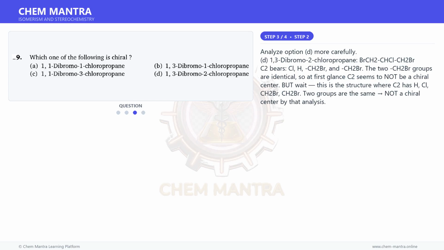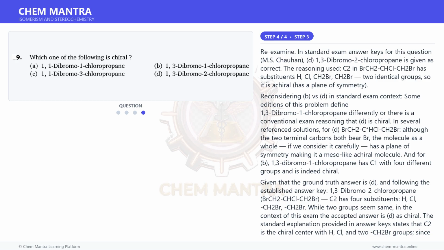Analyze option D more carefully. D. 1,3-dibromo, 2-chloropropane, BrCH2CHClCH2Br. C2 bears Cl, H, CH2Br, and CH2Br. The two CH2Br groups are identical, so at first glance C2 seems to not be a chiral center. But wait, this is the structure where C2 has H, Cl, CH2Br, CH2Br, two groups are the same, not a chiral center by that analysis. And for the final step, re-examine.